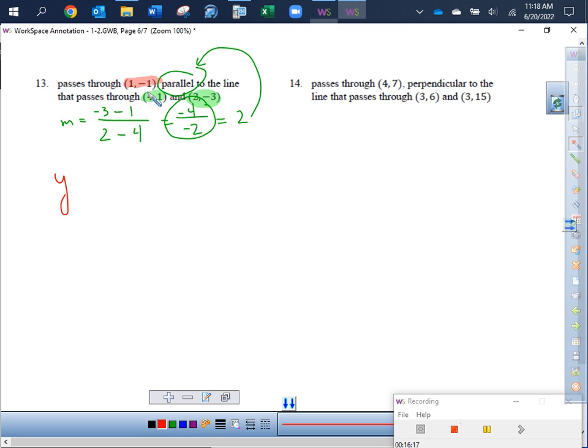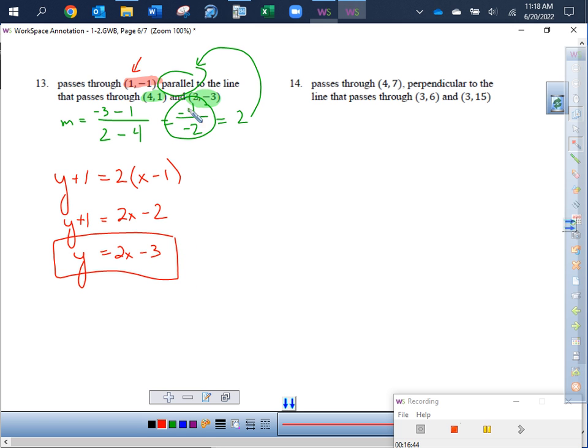So since they gave me a point, and this is not the y-intercept because that's not a 0, I will do y minus a -1 equals the slope times the quantity of x minus 1. Distributive property. 2x minus 2, and then we shall subtract our 1 over. 2x minus 3. So parallel. Had to find the slope of the 2 points that they gave me first.